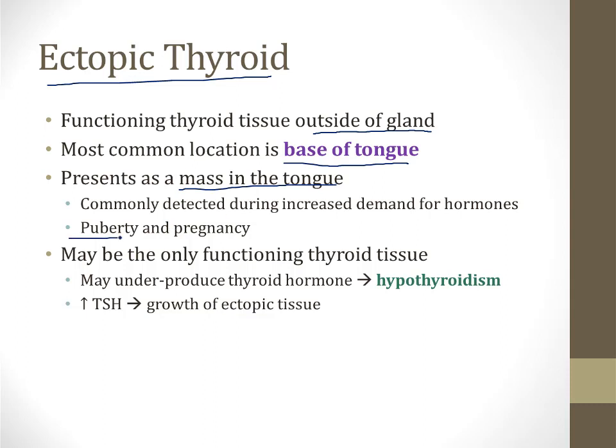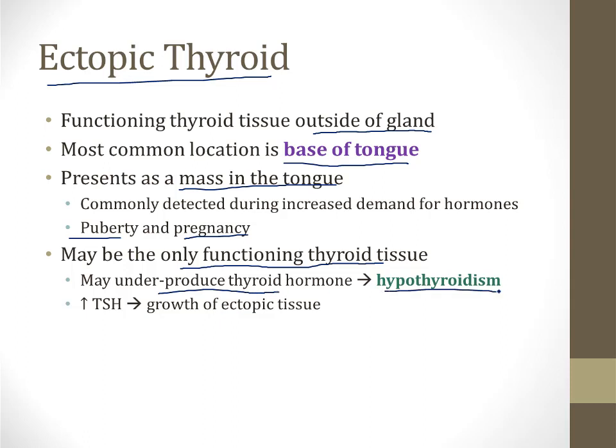So when children enter puberty or when women become pregnant, there's an increased demand for thyroid hormone. Sometimes this will lead to stimulation and growth of that thyroid tissue in the tongue, and then patients will notice the mass and present to their physician. Occasionally, this is the only functioning thyroid tissue present. In other words, there is thyroid tissue in the tongue, but not anywhere else in the neck. And when this happens, sometimes patients underproduce thyroid hormone.